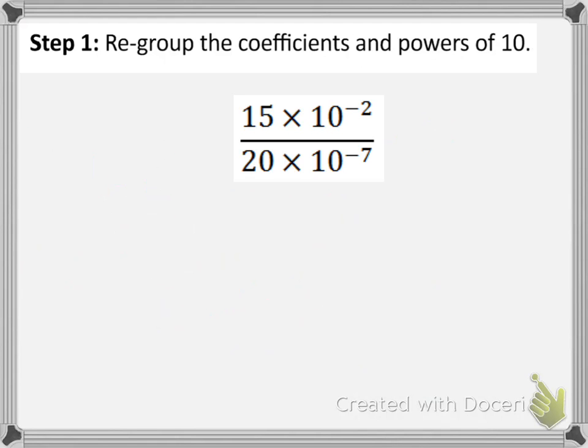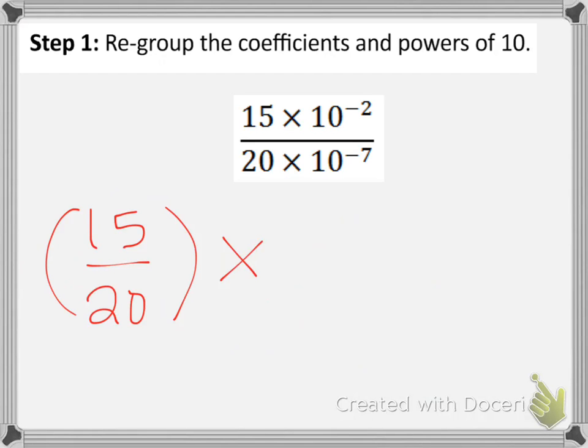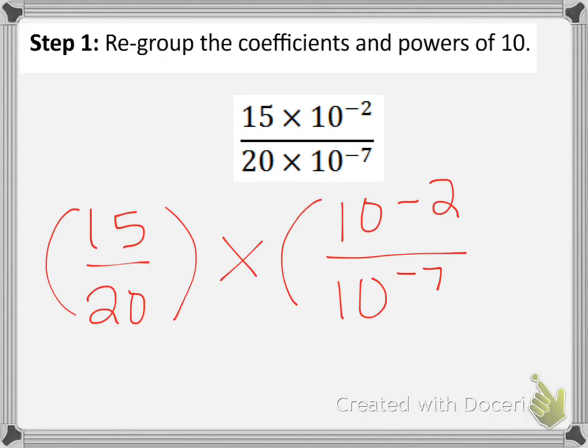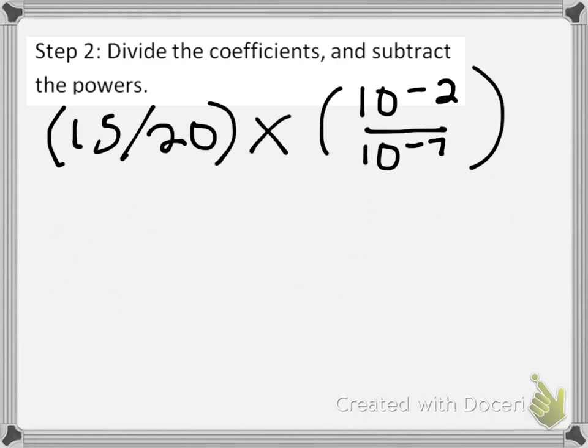It says we're doing another division problem. It says regroup the coefficients and powers of 10. We're going to do the same thing we've done before. 15 divided by 20, the coefficients, times 10 to the negative 2nd, all divided by 10 to the negative 7th power. That's step 1. Let's move on to step 2. Step 2 says divide the coefficients. 15 divided by 20 is 0.75.